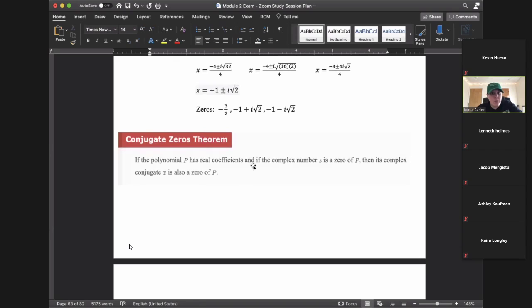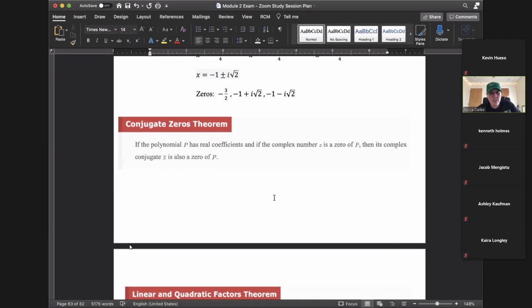So same thing that we went over, the conjugate zeros theorem. If a complex number is a zero, then the complex conjugate is also a zero.